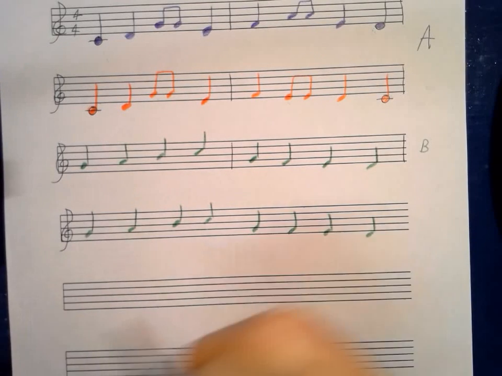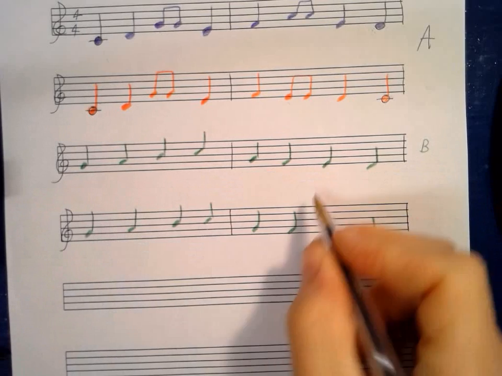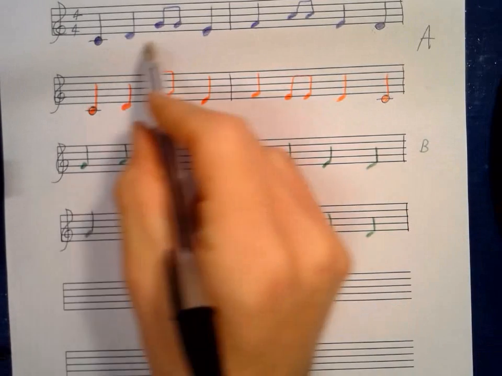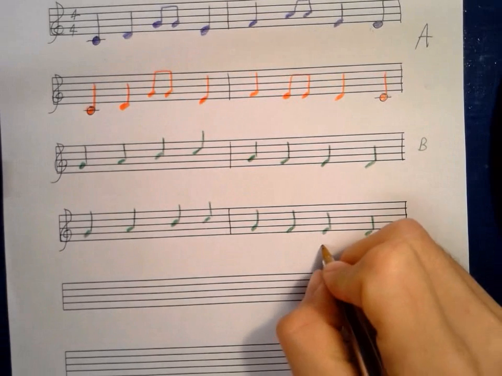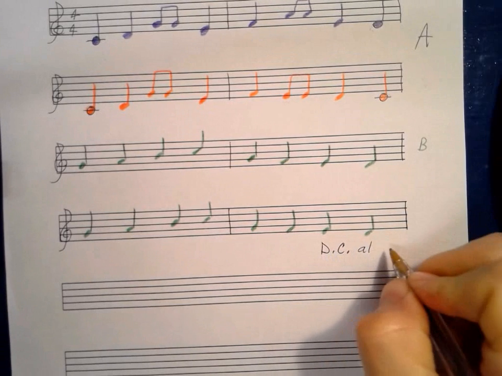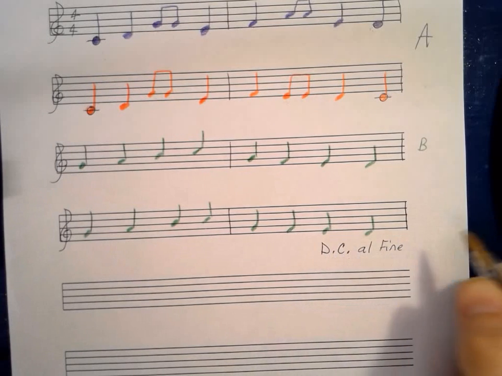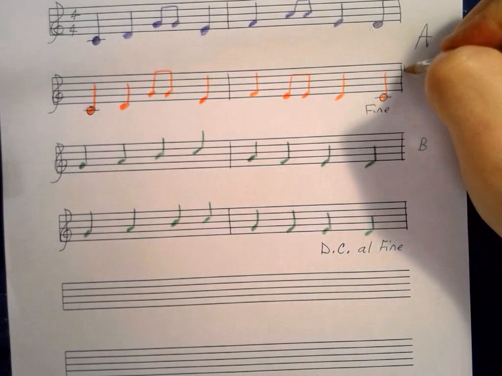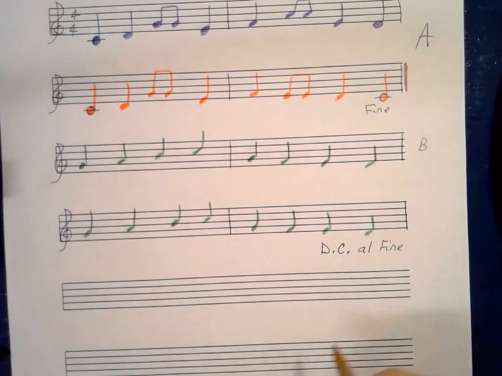Now, for my melody here, it doesn't really sound ended if you listen to the whole thing. So what I'm going to do is I would have it go back to the beginning and play again. And this is a special type of repeat. We're going to write D.C., da capo, al fine, which means go back to the beginning and play until fine, or the finish. And I'm going to write fine right here. Since that's my ending, I'm going to turn it into a double bar.